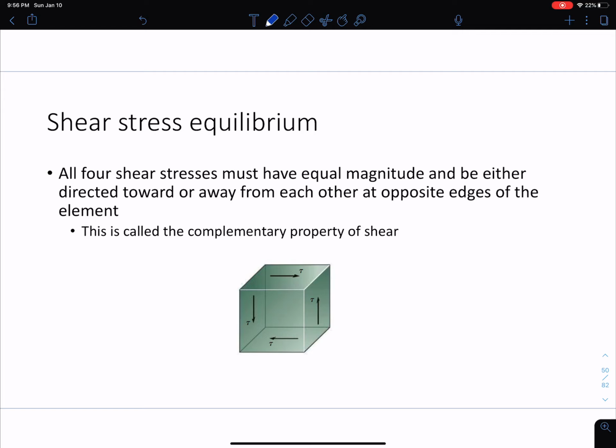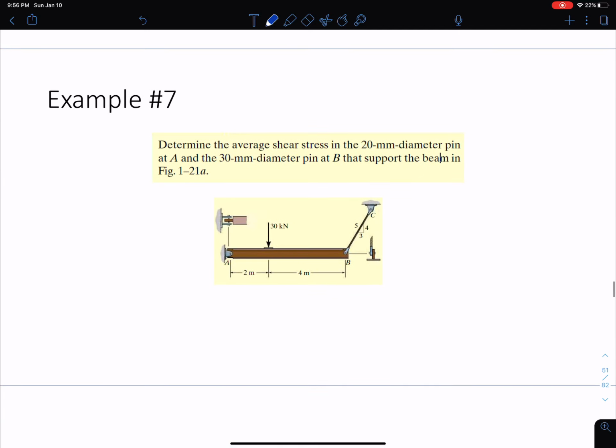So you can see at the top we have our shear stress directed to the right, and on the side next to it we have it directed up. Those are toward each other, which means that we have equal and opposite reactions, so equal magnitude going down and to the left. This is called the complementary property of shear, and I'll refer to it sometimes when I'm drawing these 3D elements or when we're talking about shear in different directions. This definitely comes into play in later topics of this course as well.